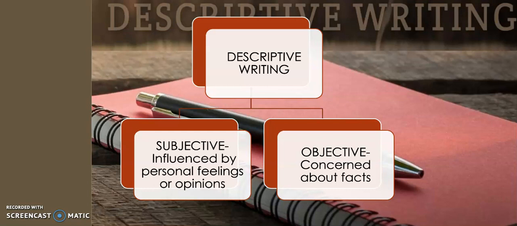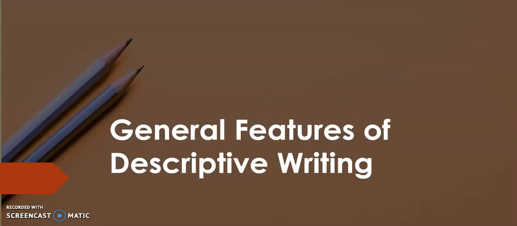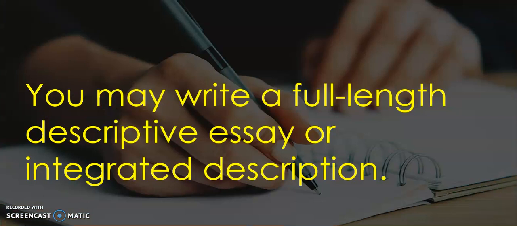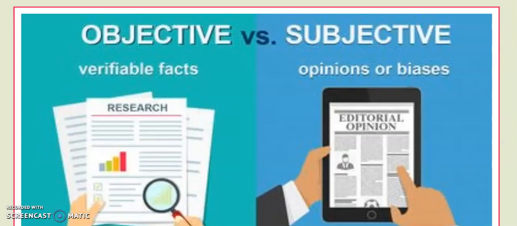Here are some general features of a descriptive writing. Depending on your assignment, you may write a full-length descriptive essay or integrated description, another type of essay. Integrated description means you can use any other illustrations or photographs in your descriptive essay. The next point is there are two types of description as we have discussed earlier, the objective and the subjective method. So according to your assignment, you have to choose between the two methods and you have to start writing.